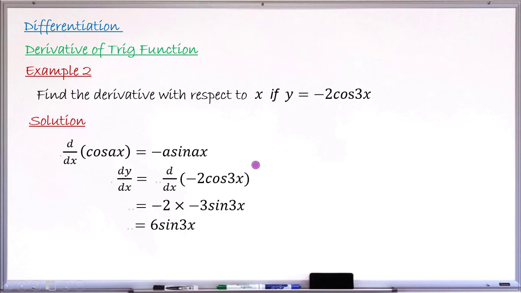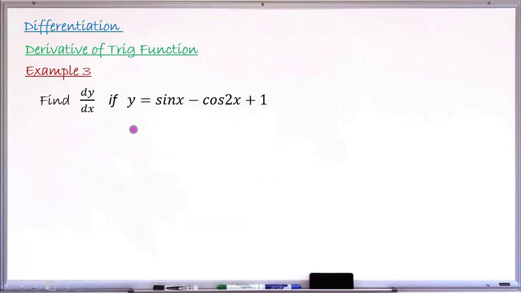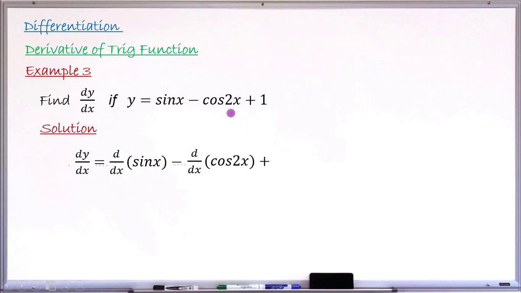Let me just take one more example. Example number 3, we are asked to find dy by dx if you have the function y equals sine x minus cos 2x plus 1. Solution to this very problem. So what I'm going to do, dy by dx of this very function will now be equal to d by dx of the very first term sine x, minus d by dx of the second term, which is cos 2x, plus d by dx of the last term, which is this constant number 1.